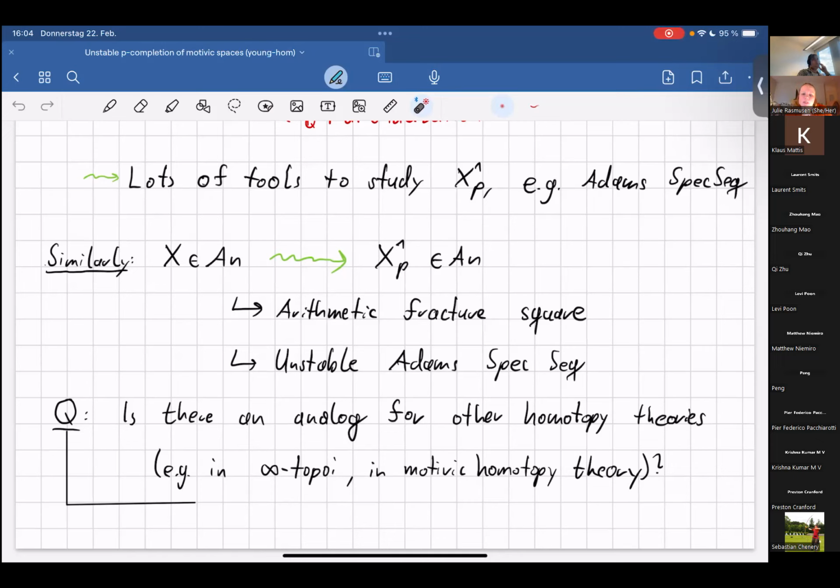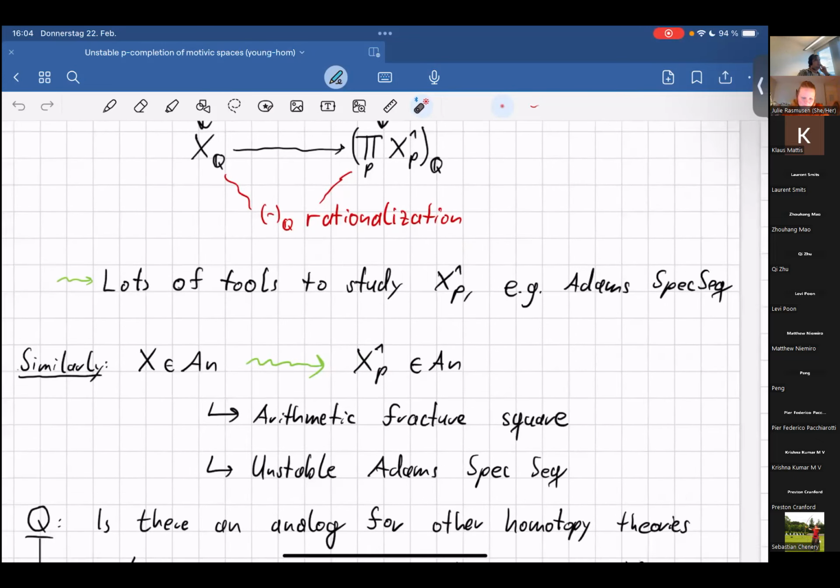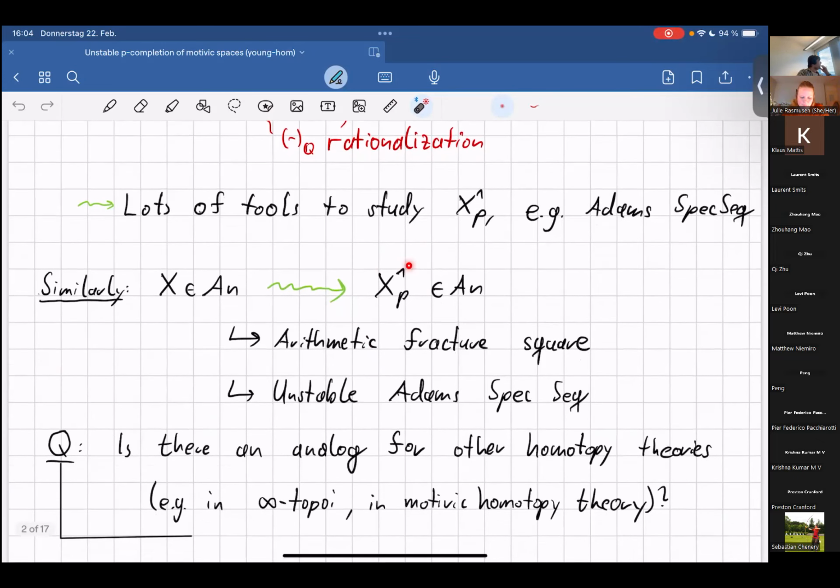Just before you get too much into the completion, could you briefly review how the completion of anima looks like? Yes, I will do this more or less by doing it in an infinity topos, where it is the same thing, but perfect. We will get to this later. But what I can say is that the homotopy groups of this guy look like the derived p-completion of the homotopy groups of this guy, roughly.